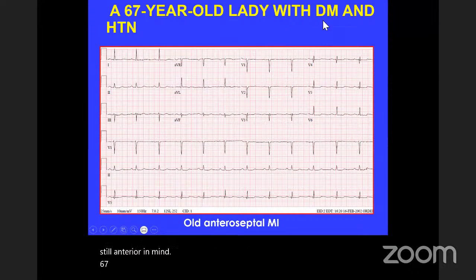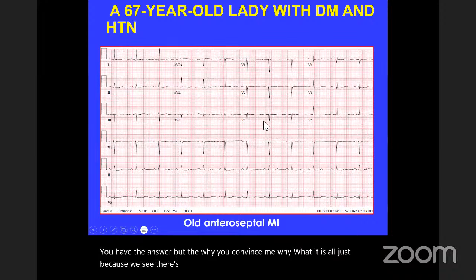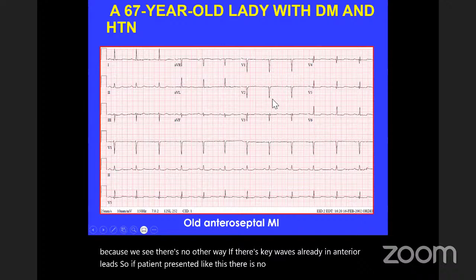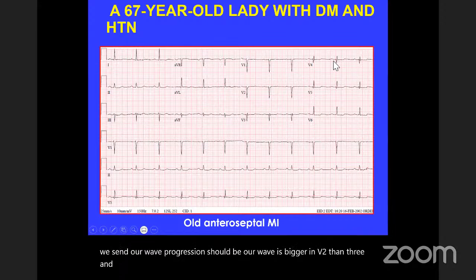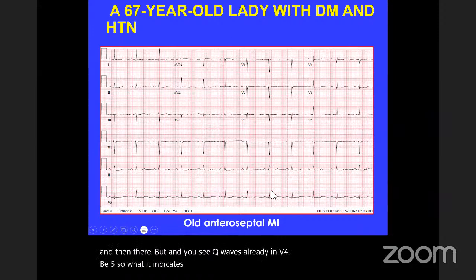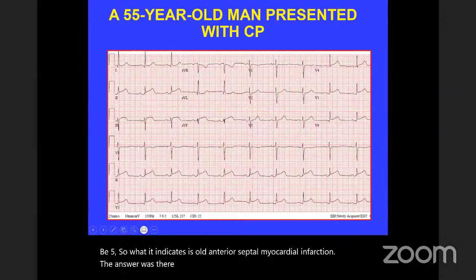A 67-year-old lady with diabetes and hypertension. You have the answer, but convince me why it is old. Just because there is no R wave; there are Q waves already in the anterior leads. Remember, with R wave progression, the R wave should be bigger in V3 than V2, and here you see Q waves already in V4, V5. So it indicates an old anterior septal myocardial infarction. The answer was there, so we'll skip it. A 55-year-old man with chest pain.